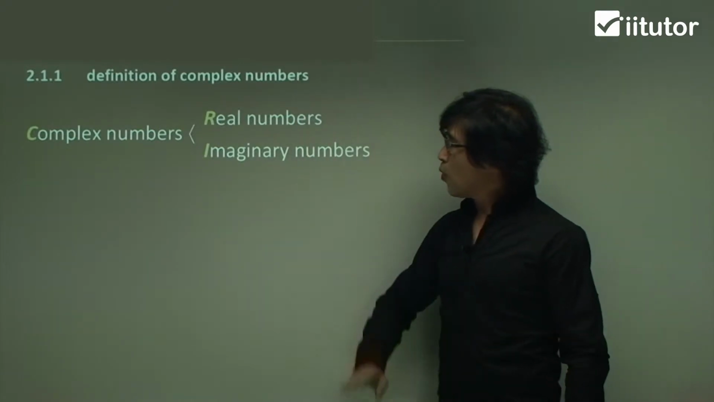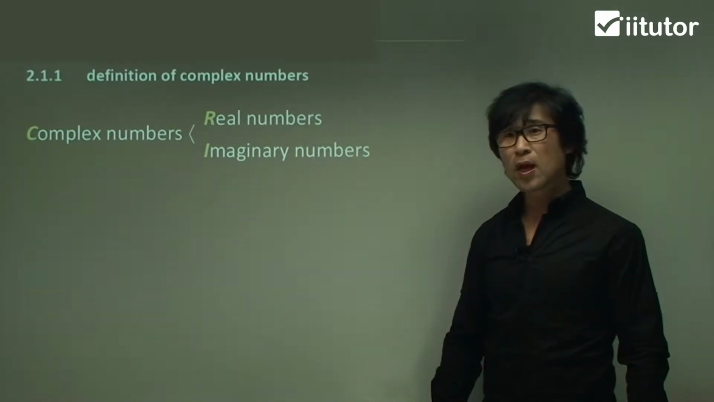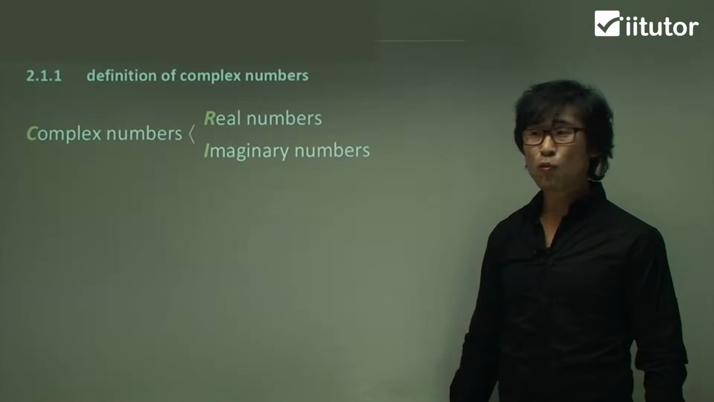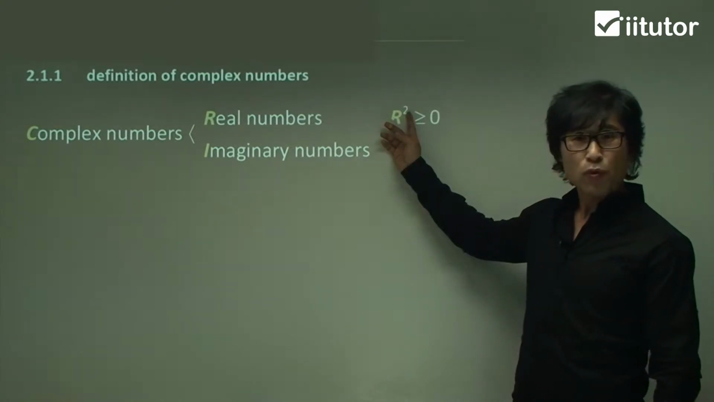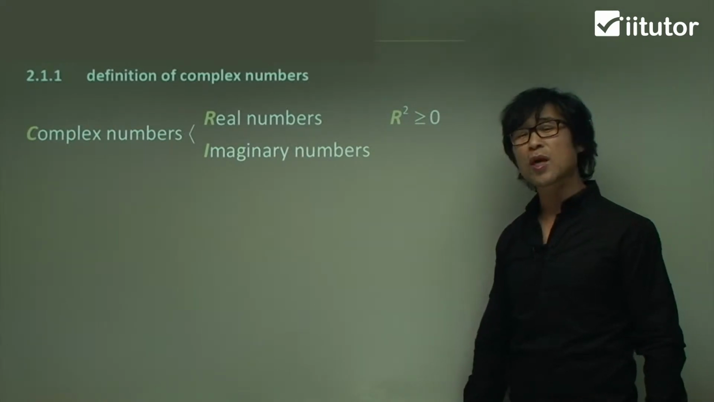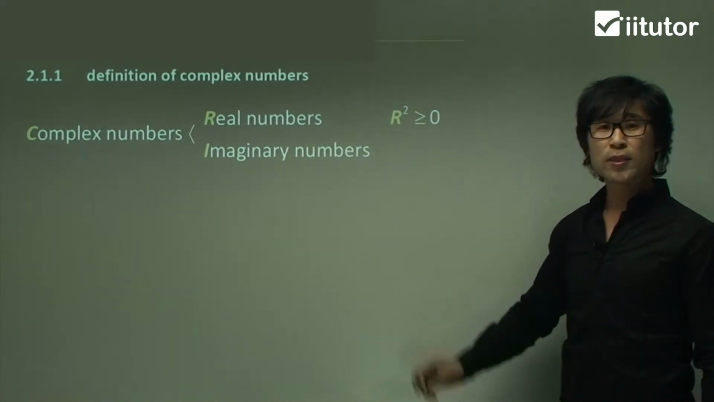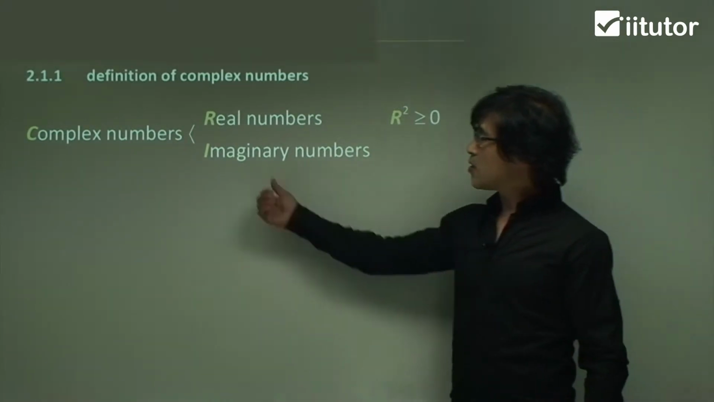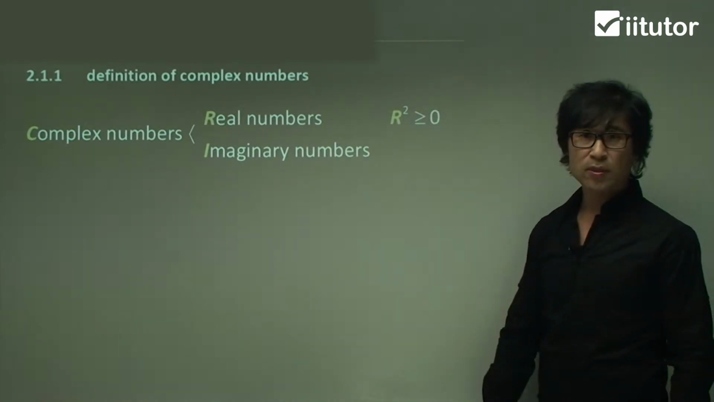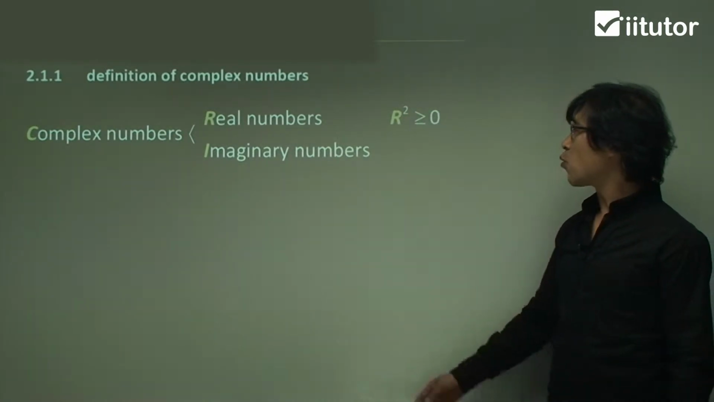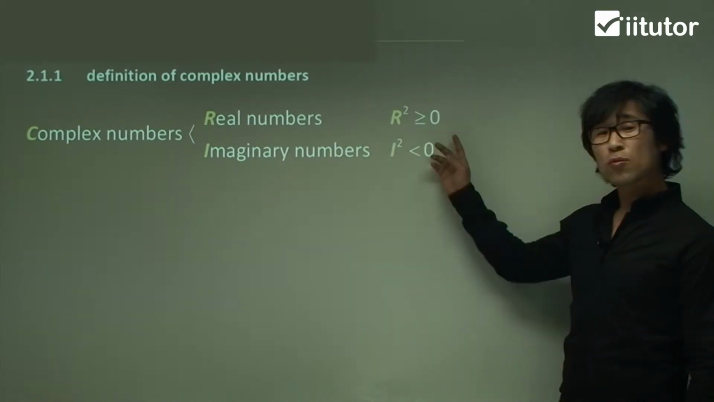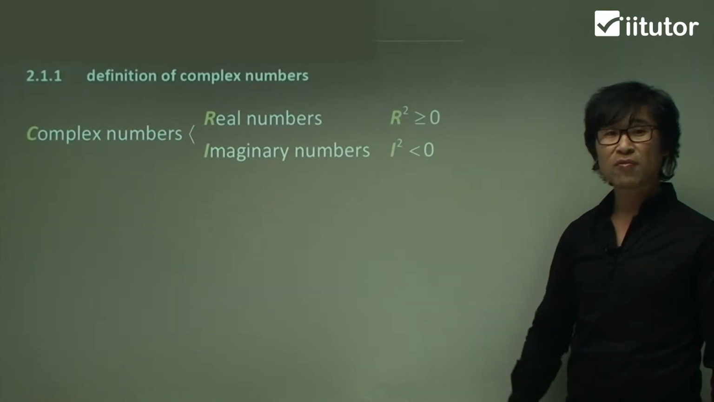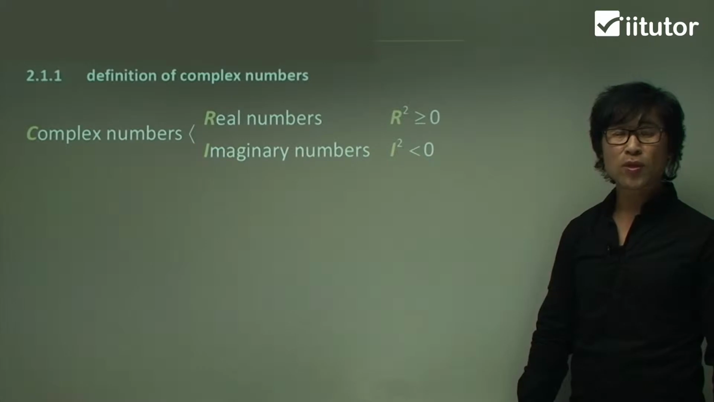Now, what was the definition of the real numbers? How do you know which are real numbers and which are imaginary numbers? Real numbers are real. What is real? When you square any real number, the result will come out as either positive or zero. That's the definition of the real numbers. Whereas the property of the imaginary numbers is completely opposite. If you square an imaginary number, it will come out as a negative number. That's where we have the formal definition of imaginary numbers and the complex numbers.